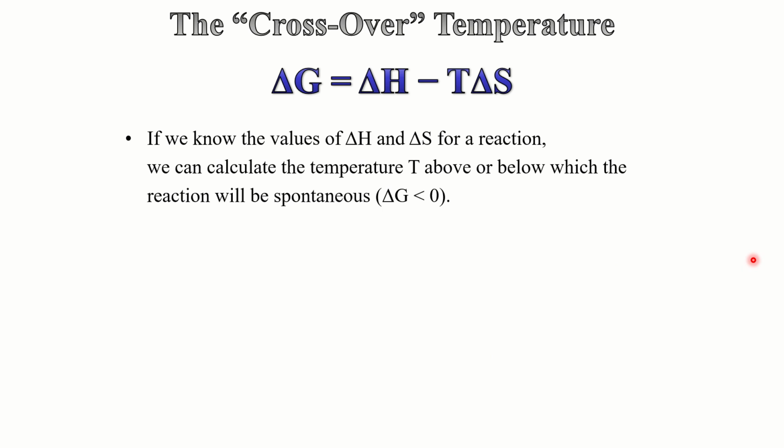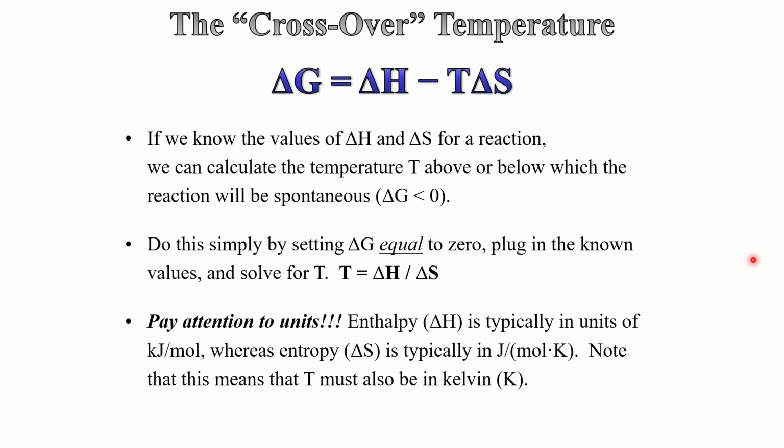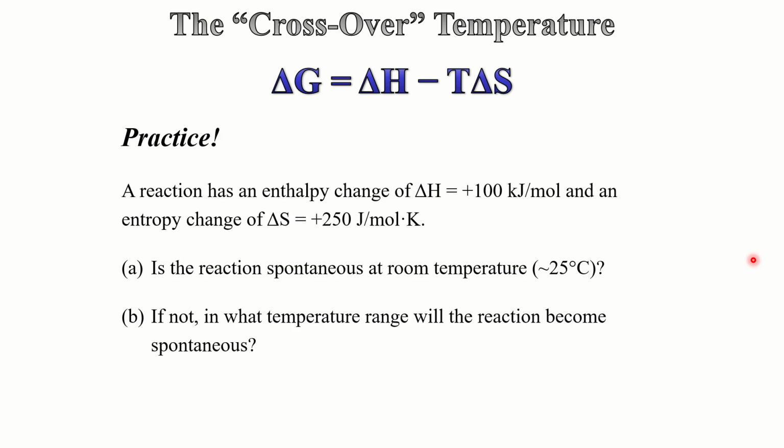If we know the values of delta H and delta S for a reaction, we can calculate the temperature above or below which the reaction will be spontaneous. You can do this by simply setting delta G equal to 0, plugging in the known values, and solving for T. And you would find that T should be equal to delta H over delta S. And again, please make sure you pay attention to your units here. Enthalpy and entropy are typically in different units.